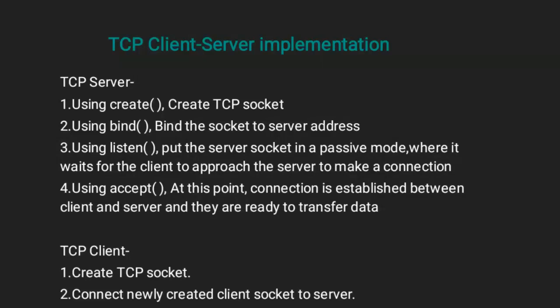and they are ready to transfer data. This is the function of the TCP server, whereas the next action is to be taken by the TCP client, which is creating a TCP socket by using the socket function and connecting the newly created client socket to the server. This is the implementation of TCP where the communication is in a connected way.